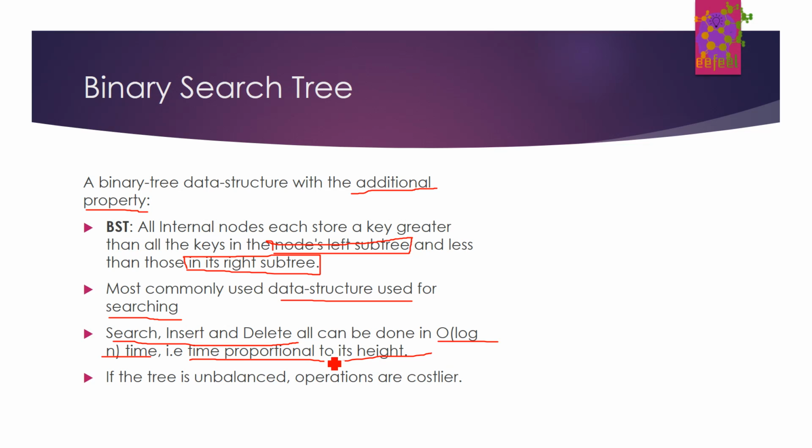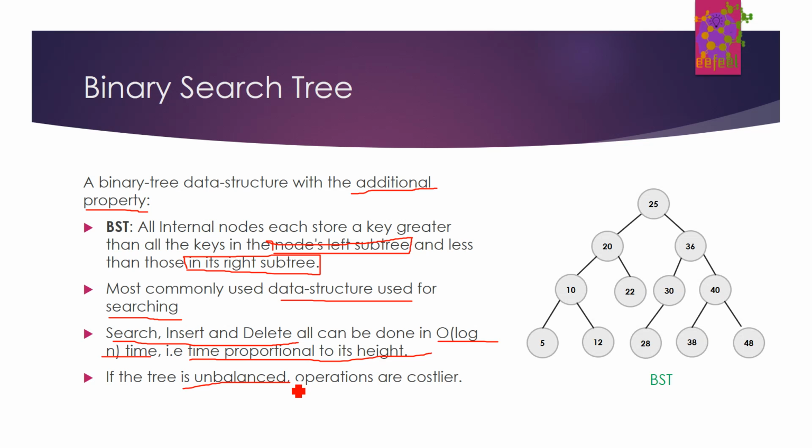That's why, if the binary search tree is unbalanced, which means, as we will see in a few examples next, then the operations are still costlier. It doesn't make any difference in comparison to the normal array.